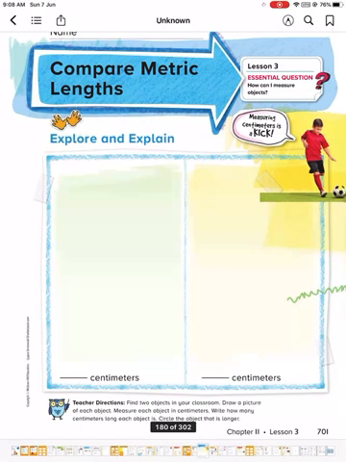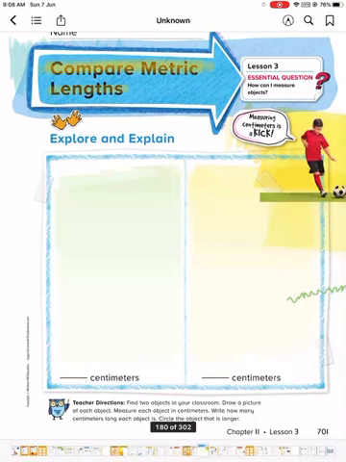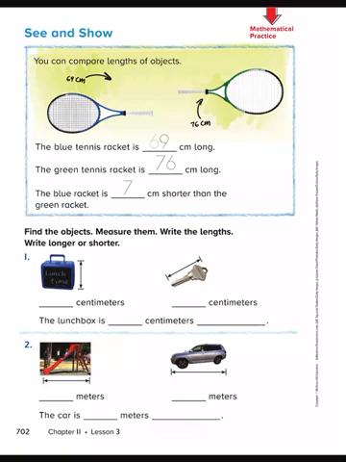Welcome to today's lesson. Today our lesson is about comparing metric lengths. Let's see together what this means. Here we have an example about tennis rackets and their lengths, and I will show you how to solve this kind of question.